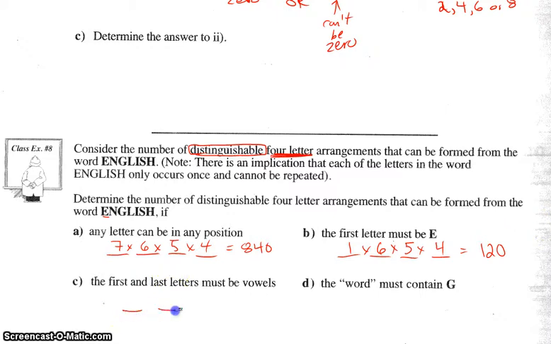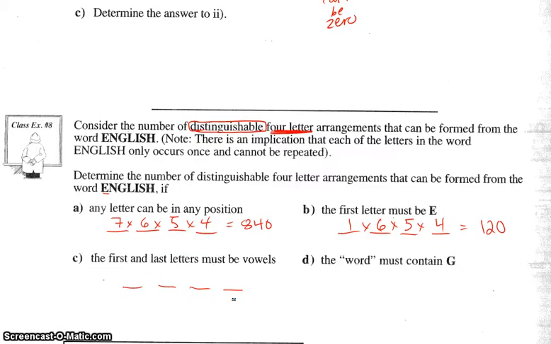The first and last letters must be vowels. If you want to pause your video and try these ones on your own, go ahead and do that. I'm going to continue on here. First and last letters must be vowels. So vowels, A, E, I, O, U. So E and I are both vowels. So we would have 2 choices for the first position. Then go to your last position, the other restricted spot, and there would be 1 vowel left, so 1 choice there. Now, I've used up 2 of my 7 letters, which means I would have 5 choices for this one, and then 4 choices for this one, because I've used up now 3. So that leaves us 40 different arrangements.